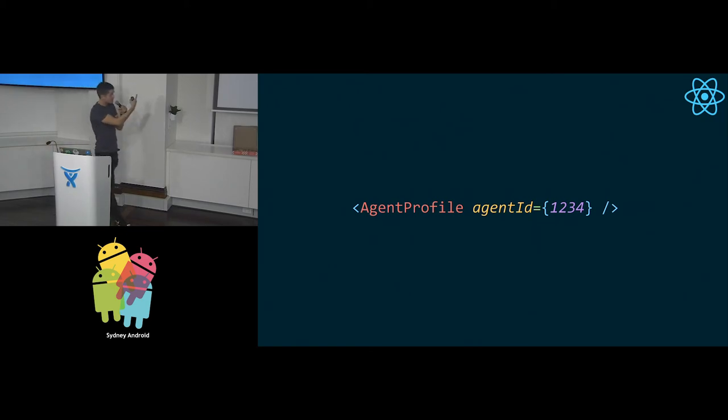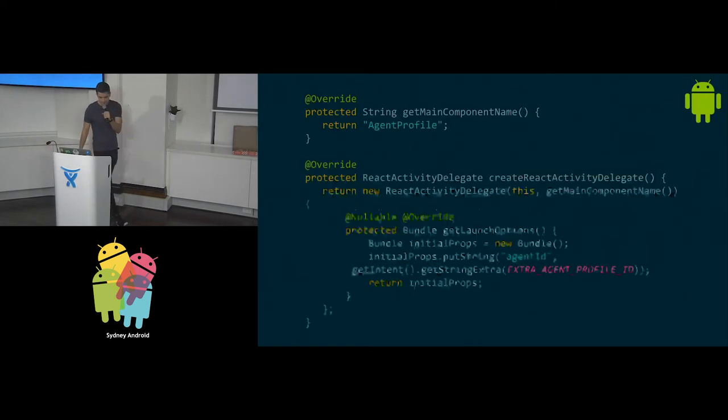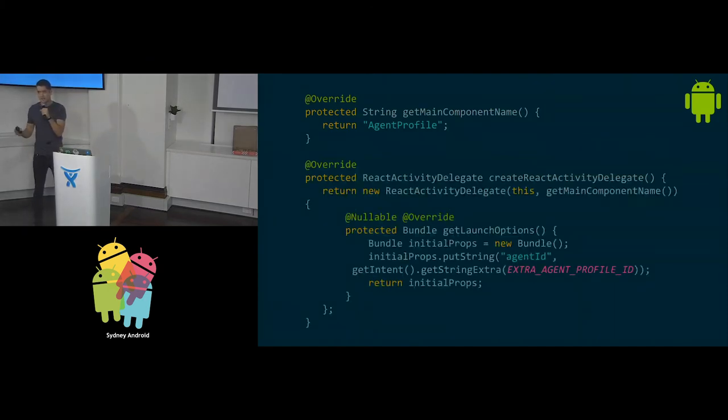And so this is what the component looks like for agent profile. And our props is the agent ID. So that's all we have to provide it from a native perspective. So this is already built, great, and we just want to integrate it in the native apps. So how do we do this? How do we render this?